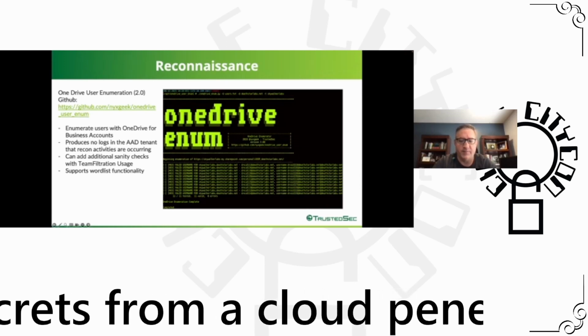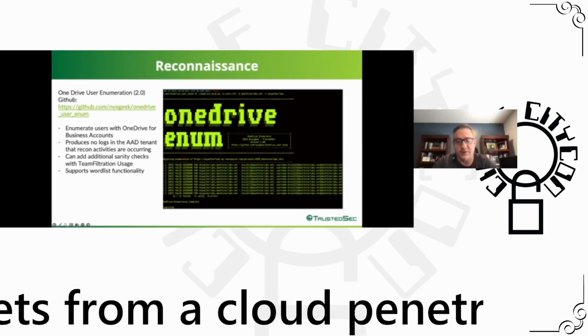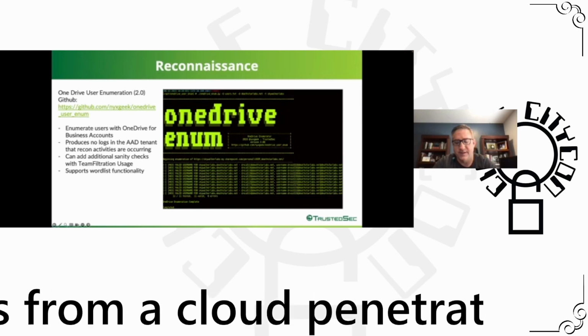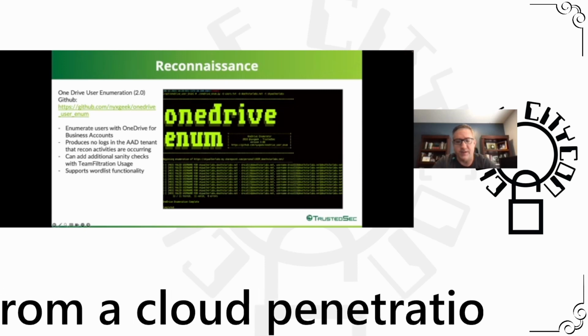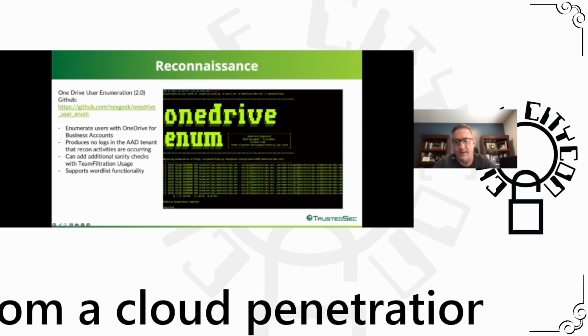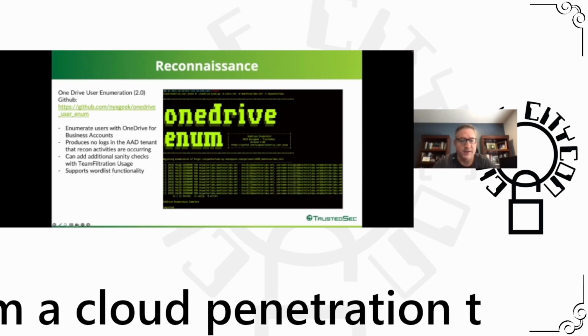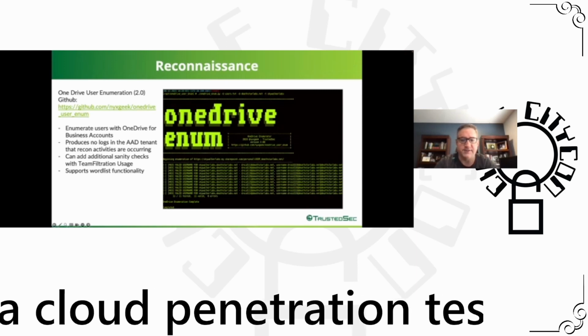enumeration. And the beautiful thing about all this is these are not triggering bad logon attempts against the tenant. So it's largely silent enumeration that maybe a security operations center for the targeted Azure tenant is probably not going to know that this activity is going on.